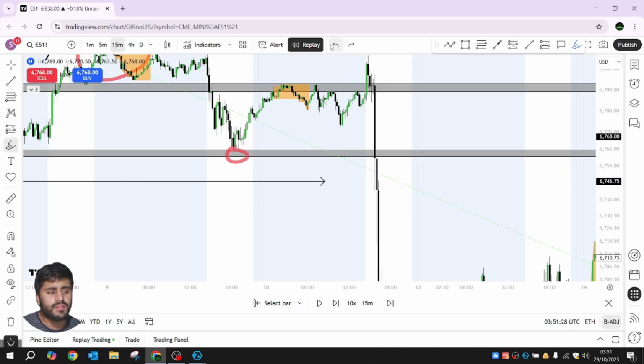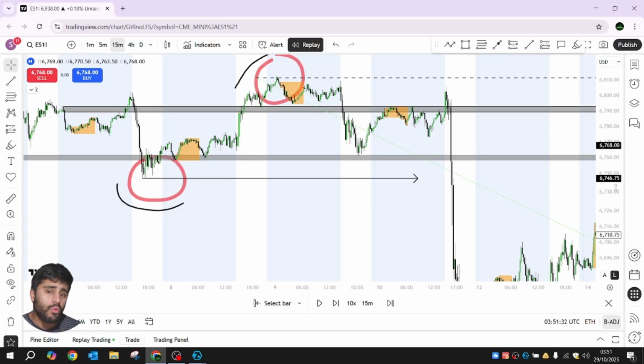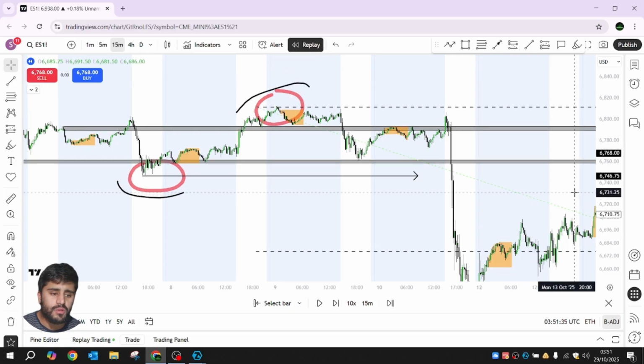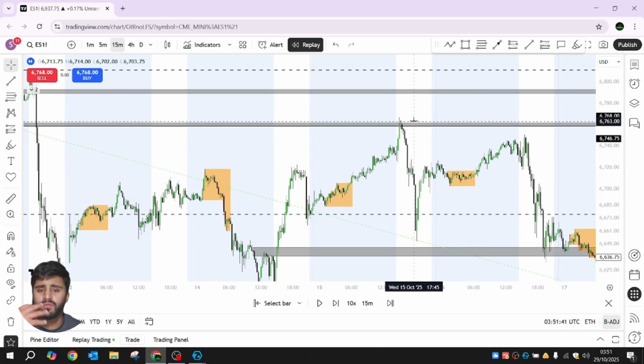Once we have this in place, what you need to understand is that we simply want to be extending these zones all the way to the right, and I will show you the power of this. So we had another extreme sell-off over here. This was Wednesday, the 15th of October.